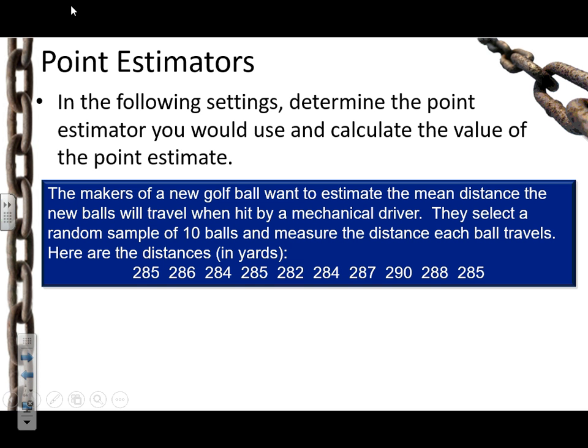Add all these numbers up and divide by 10 to get the actual average distance. So your point estimator would be x bar. Your point estimate would be the value of x bar, which can be calculated using the numbers there. Okay?